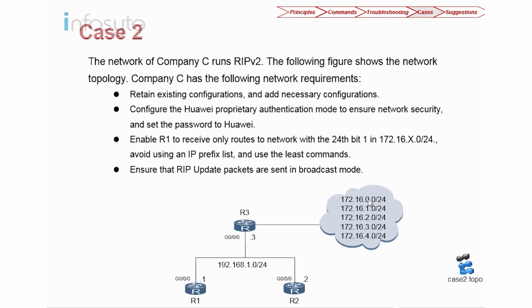So all the 0 here requires number 1, so we need to retain here. This is 0001, so this is 1. This one we don't need, so we want this. Okay, so basically we just want the odd number on the third octet.